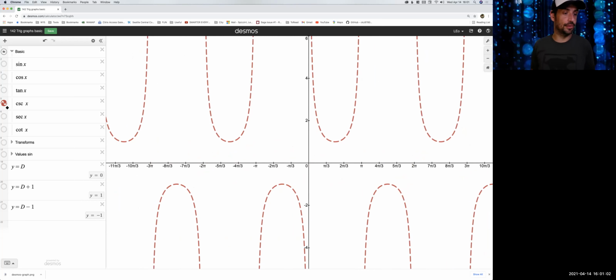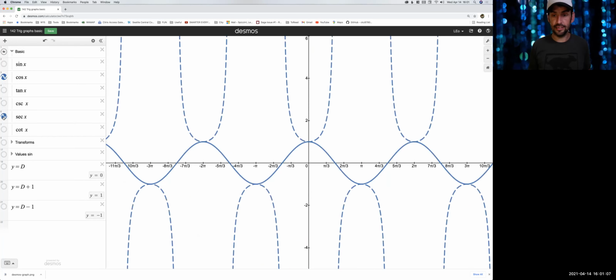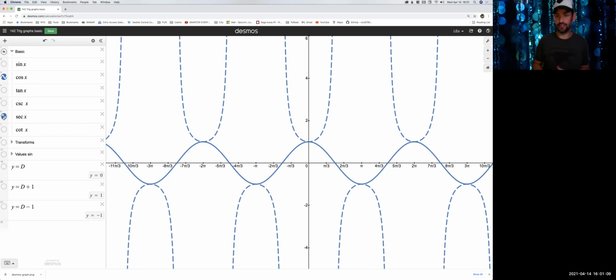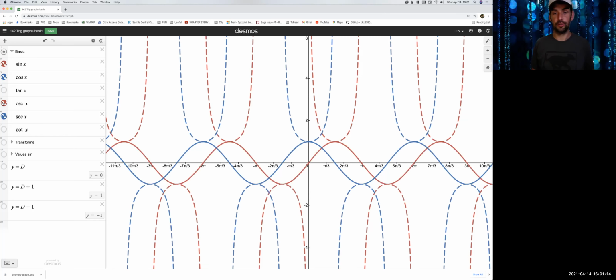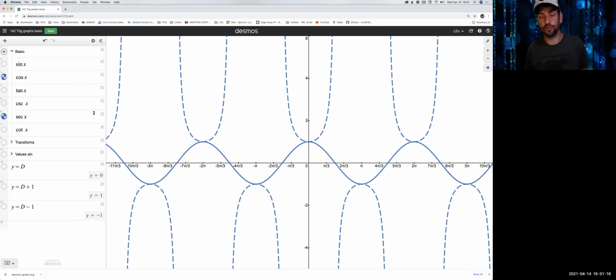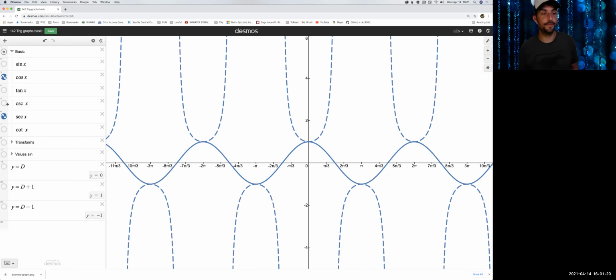And we see a similar thing with cosine and secant. As we'd expect, they're the same shape, just shifted. So the same relationships hold with sine and cosecant, right? We see the exact same relationships, just shifted. So here's what cosine looks like.